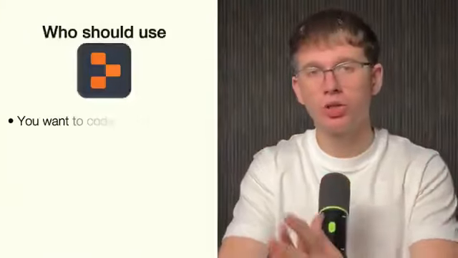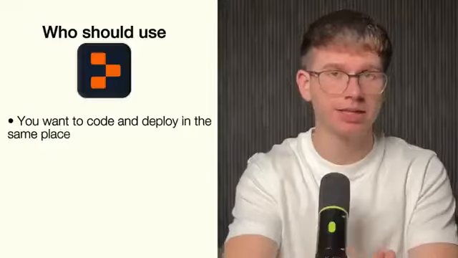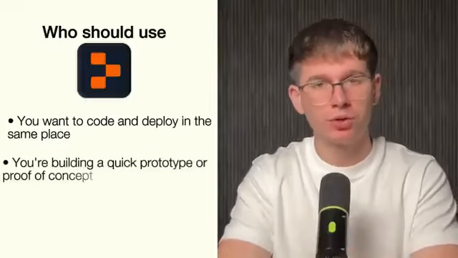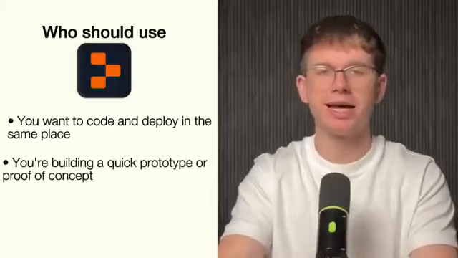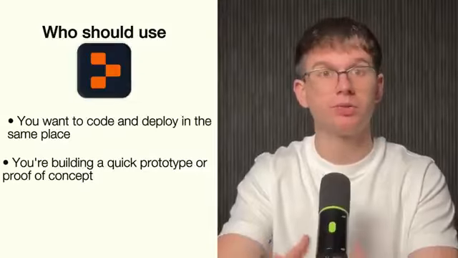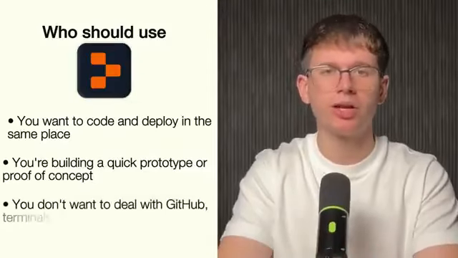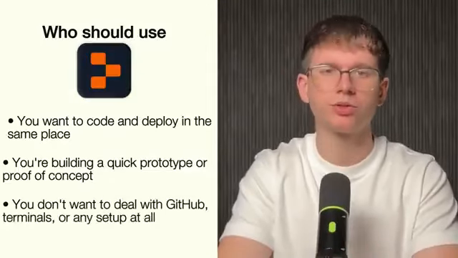Replit is great if you want to code and deploy in the exact same place. It's also best to use if you're building a quick prototype or a proof of concept for something, because it has the agentic feature, which allows us to vibe code different softwares as well. And it's also great if you don't want to deal with GitHub itself or terminals or any setup at all. So those right there were the 4 main ways that you can deploy and maintain your agentic workflows that you build on Claude Code.